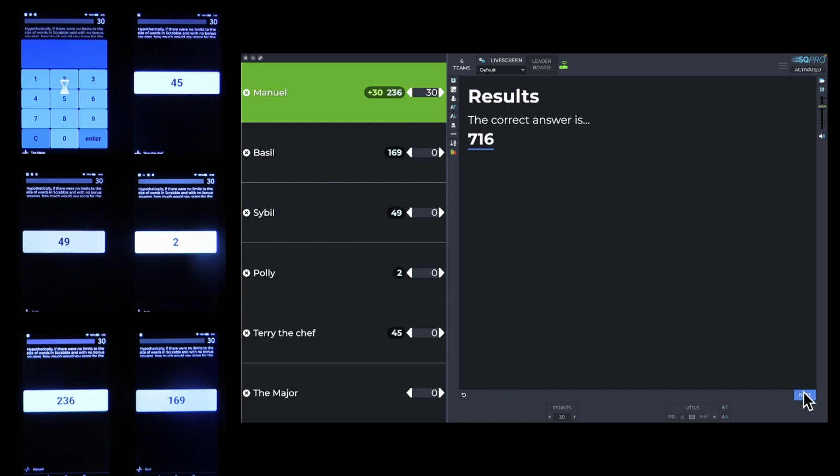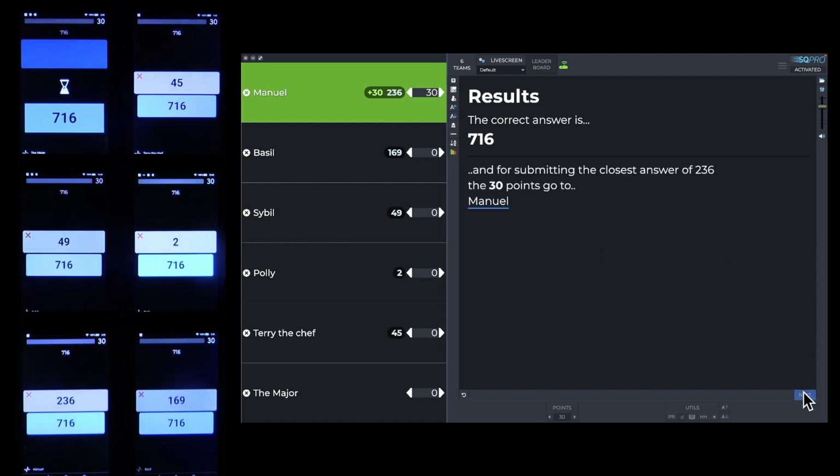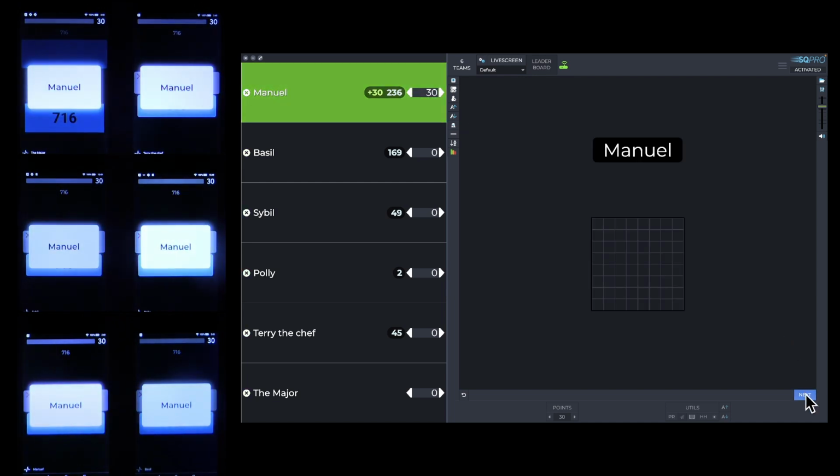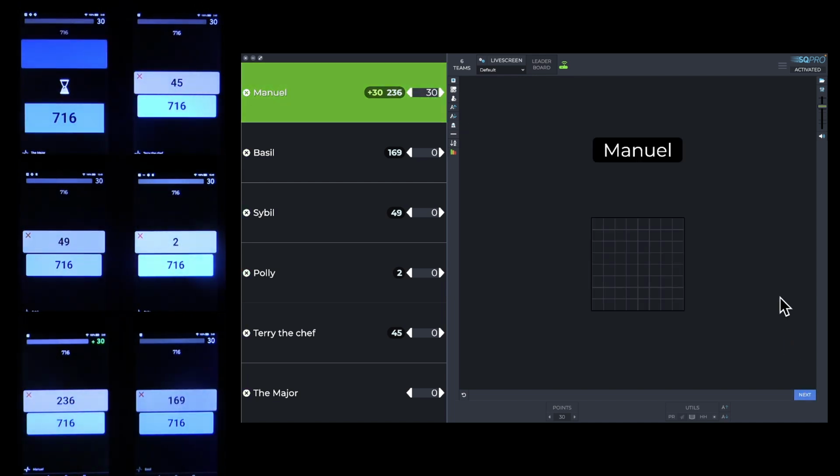So you would say, right, the correct answer is 716, and I hit the blue button at the same time as saying the answer. And for submitting the closest answer of 236, the 30 points go to, and I hit the blue button again, Manuel. It's as simple as that, really, on a nearest wins question.